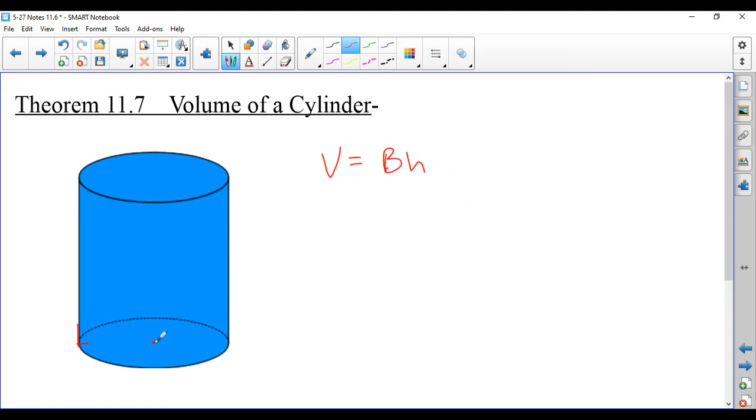But with a cylinder, we know that the base area is only dependent on the radius of that circle. The base area is the area of the circle, pi r squared. Multiply that by the height, and we get a formula for the volume of a cylinder. It's not really a different formula, but often it's posted as a different formula. It's still base area times height.